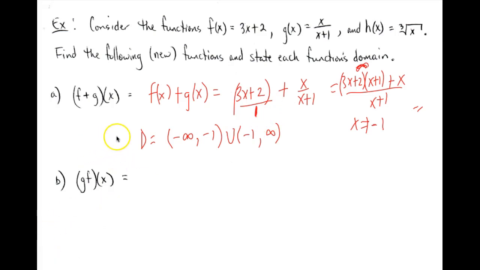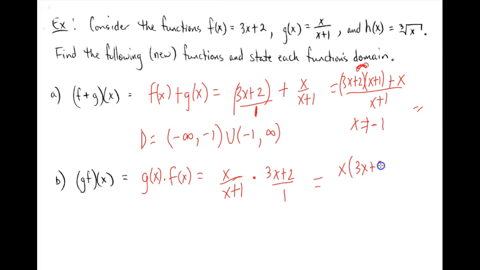All right, so for our next example, we have the function g times f of x. So we know that that's just g of x times f of x. And of course, g of x is just x over x + 1 times f of x, which is 3x + 2. Okay? And so, of course, we can put this over 1. And when we multiply that together, that would be like this. And of course, if we wanted to, we could distribute the x to both terms there. Not really necessary, but if we wanted to do that, we could.